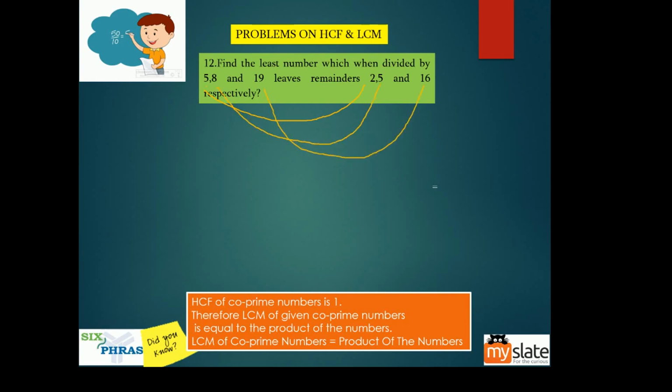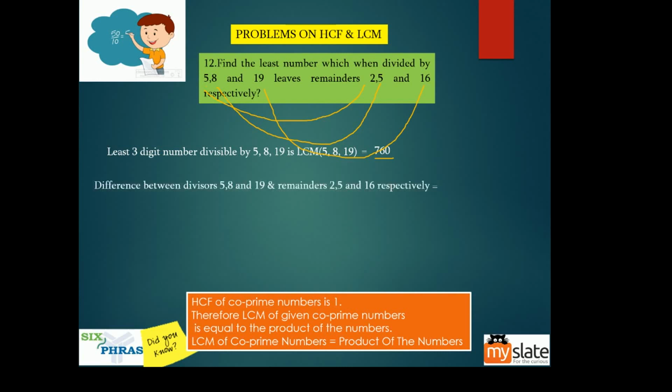The least 3-digit number divisible by 5, 8 and 19. First find that out and keep it. It is 760. So you can find the least 3-digit number. Now, the next thing that you are going to do is find the difference between 5, 8 and 19 and the remainders 2, 5 and 16 respectively, which is equal to 3.